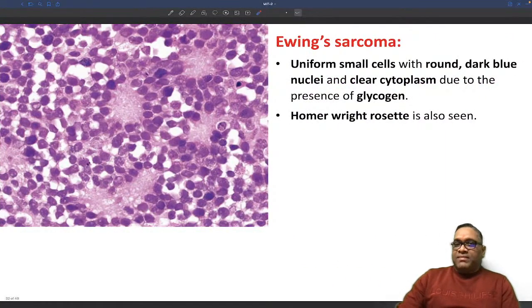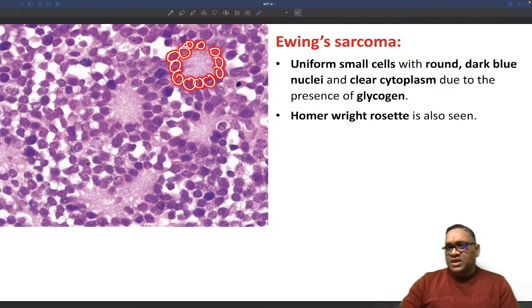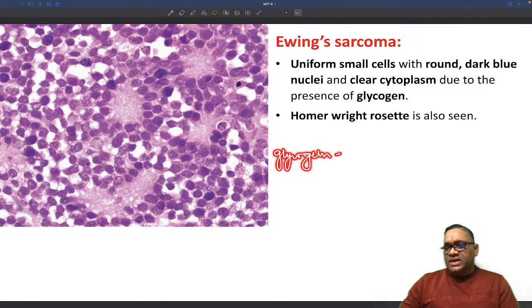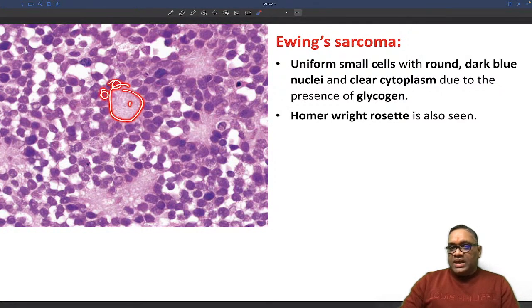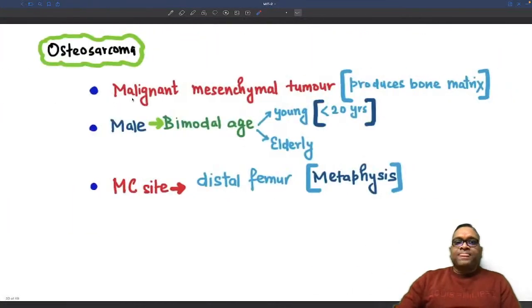When you take the section, that will be more interesting, because in the center you can see there will be some neural differentiation, and tumor cells are surrounding it in a flower petal like appearance. So this is called a pseudorosette, right? Ewing sarcoma will have Homer Wright pseudorosettes, and you can see there is clearing of the cytoplasm. The cytoplasm is clear because of the presence of glycogen. Glycogen is present in Ewing sarcoma, and that is why the cytoplasm is clear in this case. And you can notice the flower petal like appearance of the tumor cells. So these are the Homer Wright pseudorosettes which we are going to see in Ewing sarcoma, right?